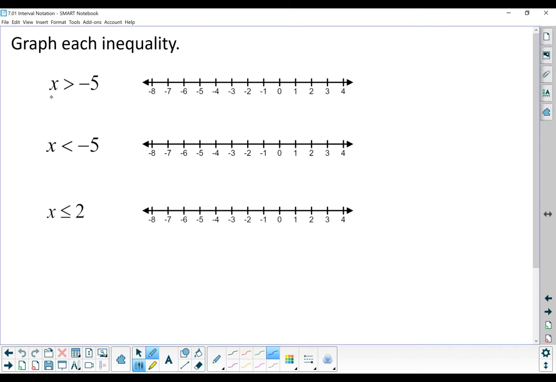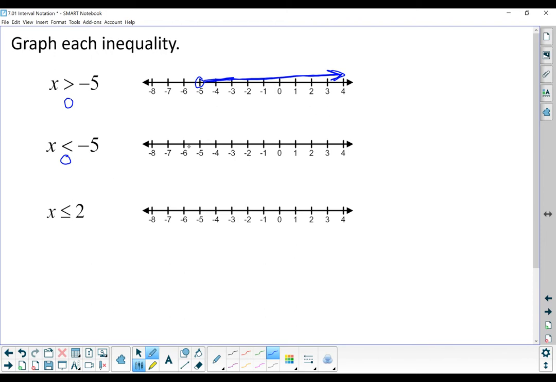So our first inequality is x is greater than -5. When you see a greater than or less than symbol, that boundary is going to get marked with an open circle. So I'm going to put an open circle at -5. And then we want to mark the part of the number line where x is greater than -5. So we would sketch our graph to this side of that boundary value. This would be all of the x values that are larger than -5.